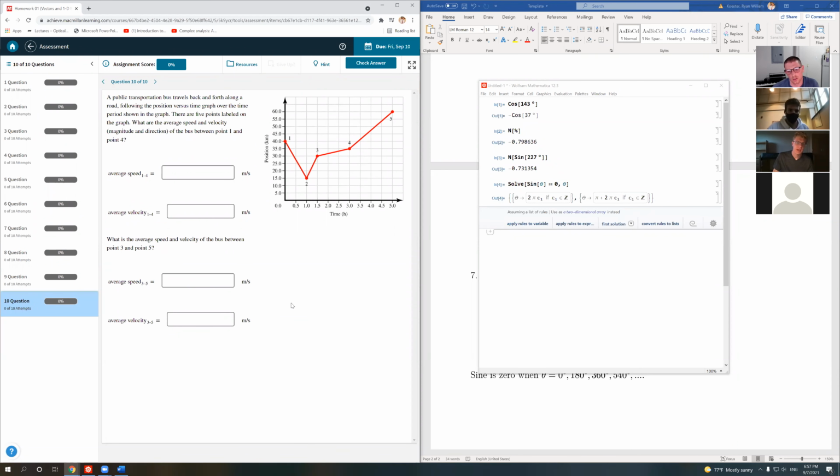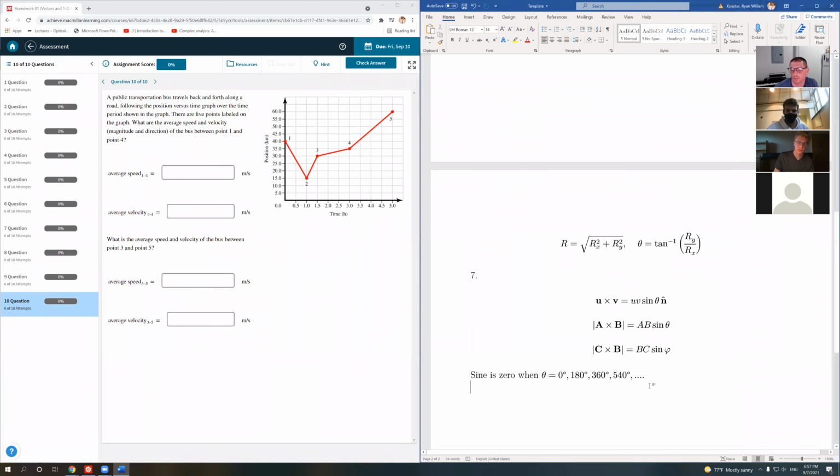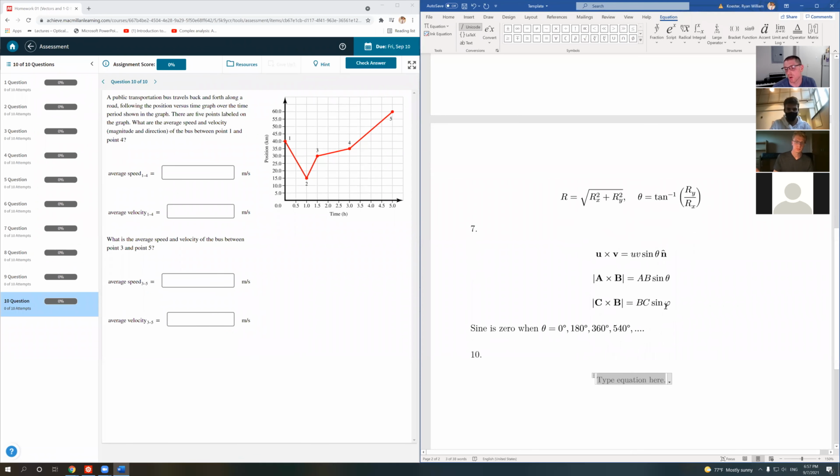I understand what it's asking for average speed and velocity, but I'm not sure if I'm supposed to be taking points, or taking the slope and adding them all together and dividing by how much there is between these periods. So I would say velocity is easier to do because, for one dimension, velocity can be defined simply as delta x over delta t, right?